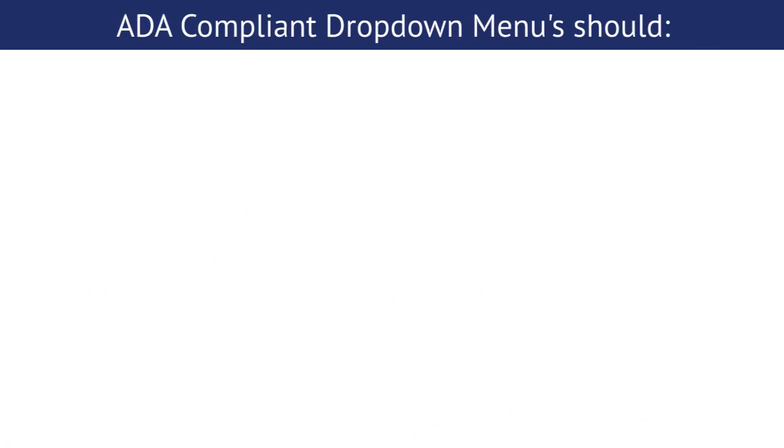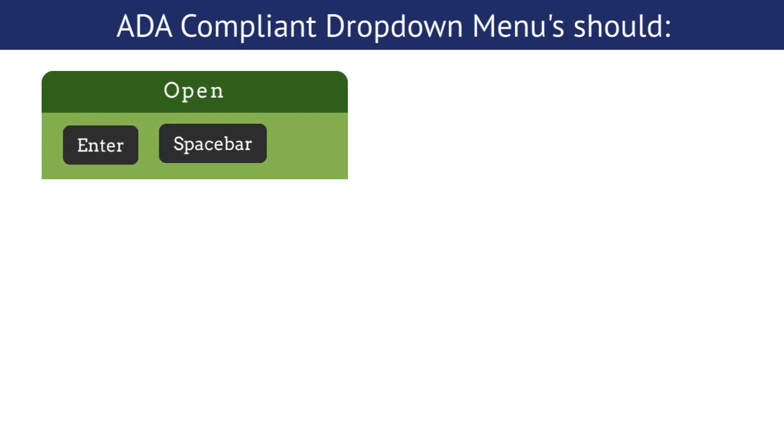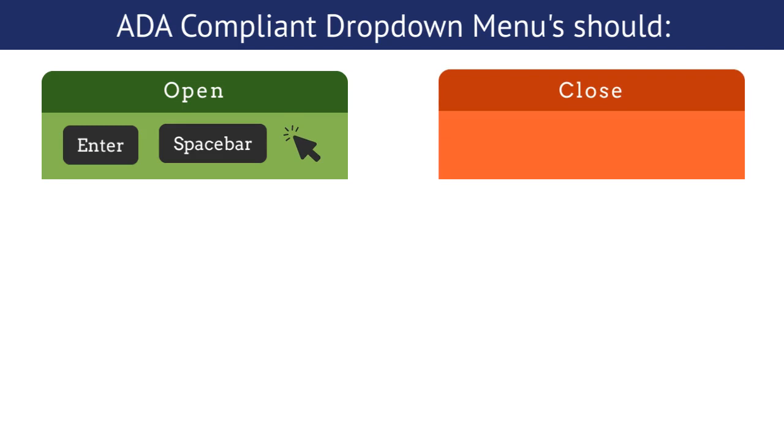Let's get into the video and discuss what an ADA compliant drop-down menu should have. First, a user should be able to open a drop-down using Enter and spacebar key press or with the mouse click. Second, a user should be able to close it using Escape, Enter, or by tabbing to another element and by clicking on it again.